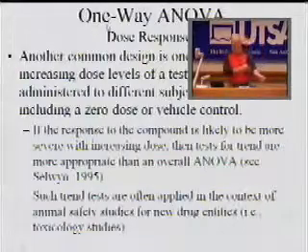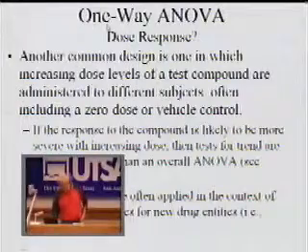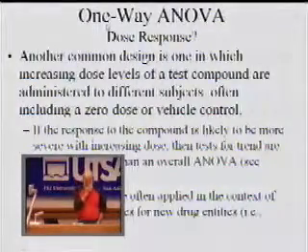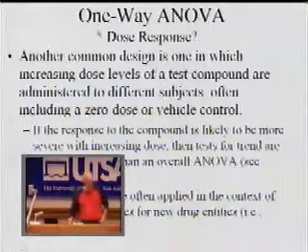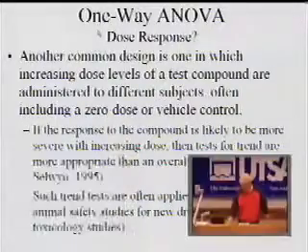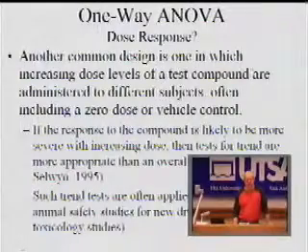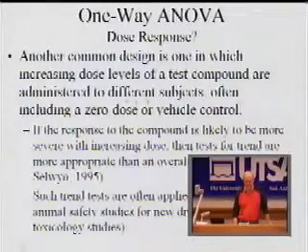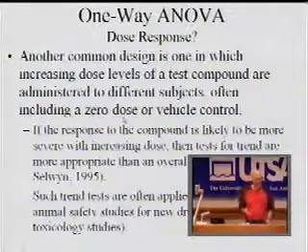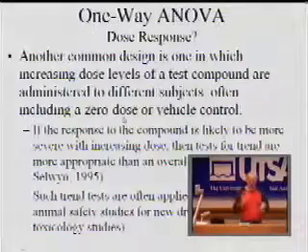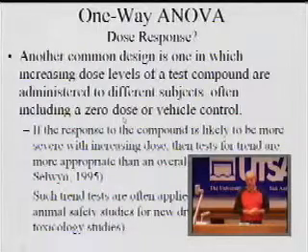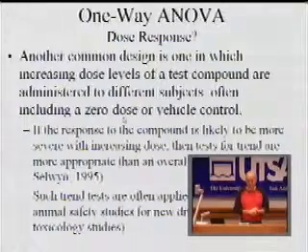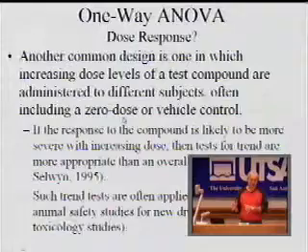So the dose response is another form of evaluation that we've talked about, and typically an analysis of variance is used, although the trend test is the one recommended in one of our texts, the Selwyn. So let's take a look at this. Another common design is one in which increasing dose levels of a test compound are administered to different subjects, often including a zero dose or a vehicle control. Remember, a dose response is very important because, other than ruling out chance, to say that you've got significant data for the dose effect, a dose response falls under the biological plausibility.